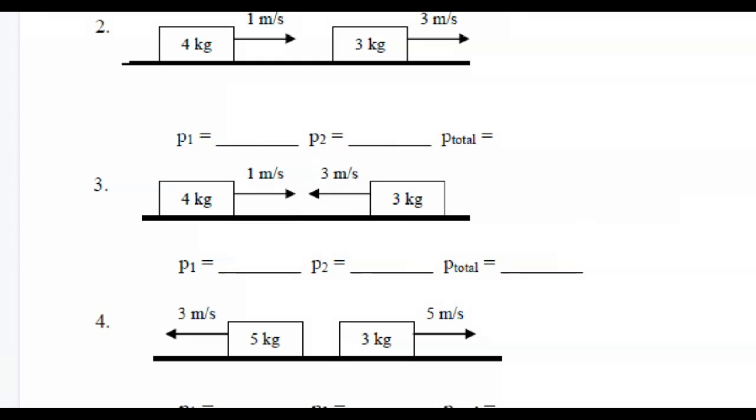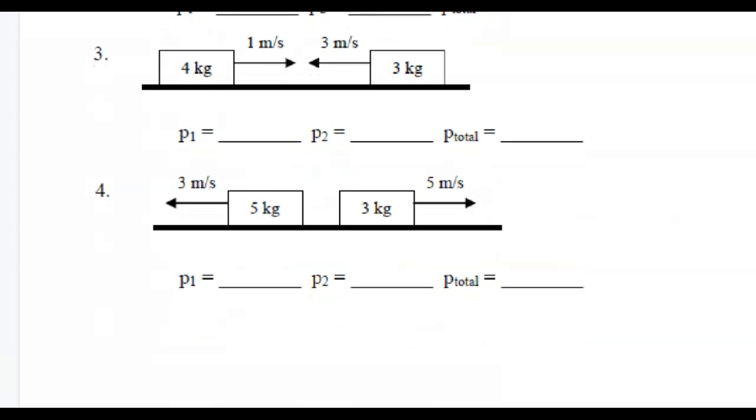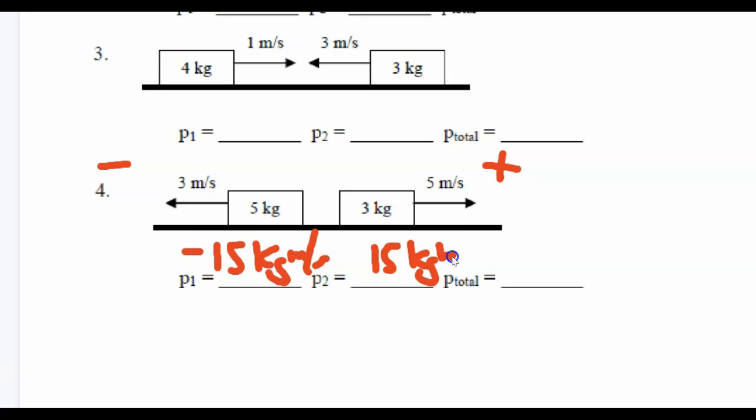Okay, now two objects. What do you think the first one is? Be careful. This is obviously 15, but is it negative or positive? Negative. Yeah, the convention is right is positive. So negative 15 kilogram meters per second. This one would be positive, following the convention. The total would be 0. That's really weird. Vectorially, their total momentum is 0.